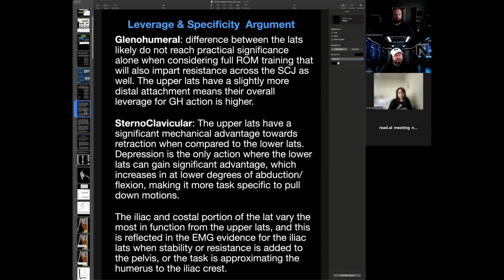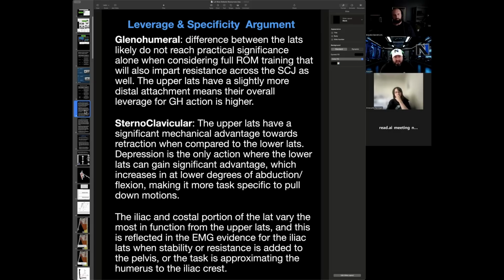When we look at leverage and the specificity argument, at the glenohumeral joint, I don't think there's a big difference between the upper and lower lats. In a row motion, the lower lats may have better leverage to start the glenohumeral extension, but as they lose it, the upper lats gain it. So if we're looking at means across, we're going to see similar averages. There's also usually a pass-off, where one is stronger at the glenohumeral action and the other is stronger at the sternoclavicular.